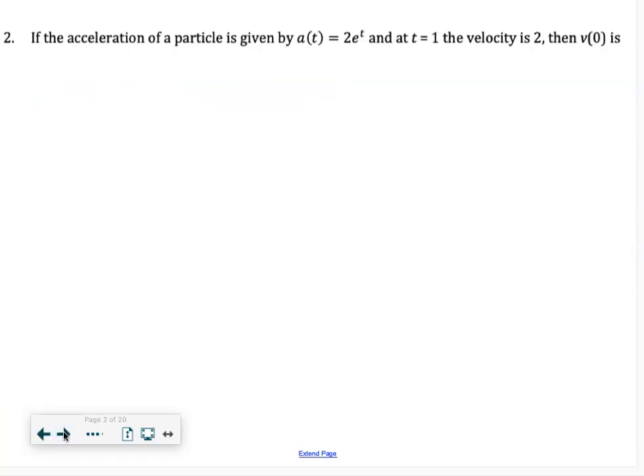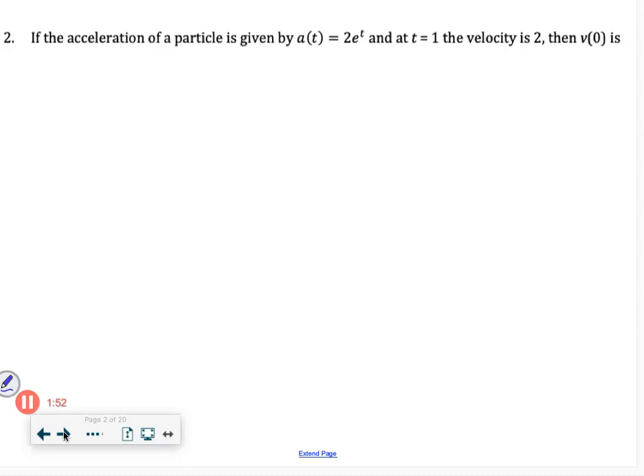If the acceleration of a particle is given by a of t equals 2e to the t, and at t equals 1, the velocity is 2, what is the velocity at 0? So there's two approaches to this. I like to do definite integrals. Some people like to just do an antiderivative plus c, and then plug in the point, solve for c, and then plug in the next point into your new velocity function. That's fine, and when it's a no calculator question, you should be able to do it either way just fine. As a calculator question, you're going to have to do the definite integral way. So something to get used to.